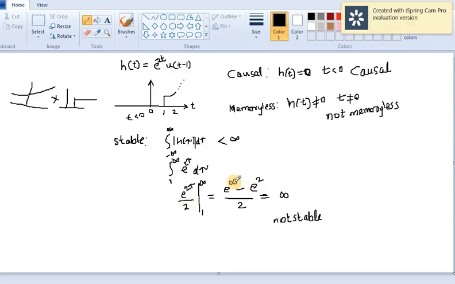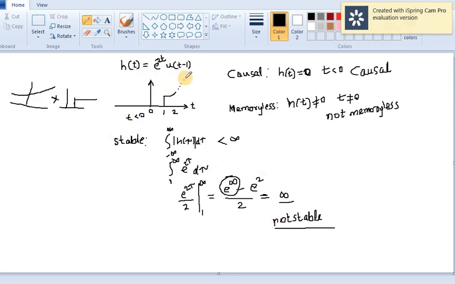divided by 2. And as the e raised to infinity term is there, infinity minus e raised to 2 is again infinity. So this is equal to infinity, and we can conclude that the system is not stable. It is unstable. So the system is not at all stable. It is an unstable system.